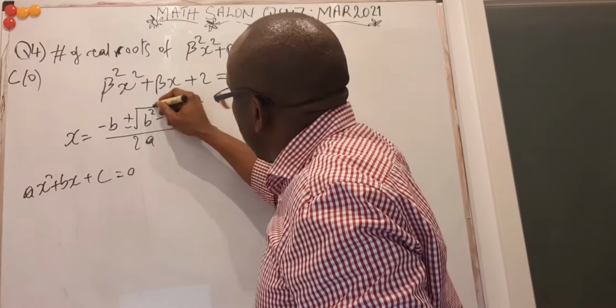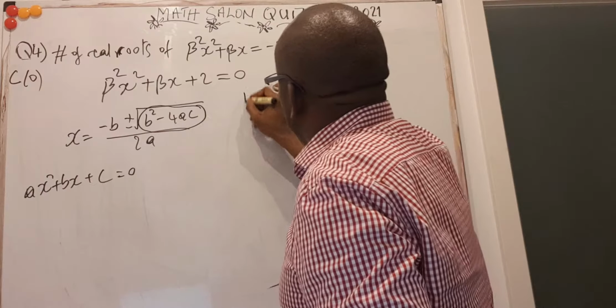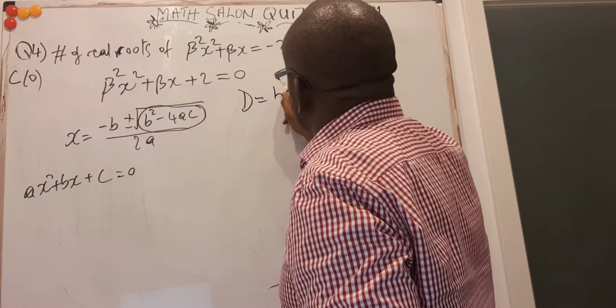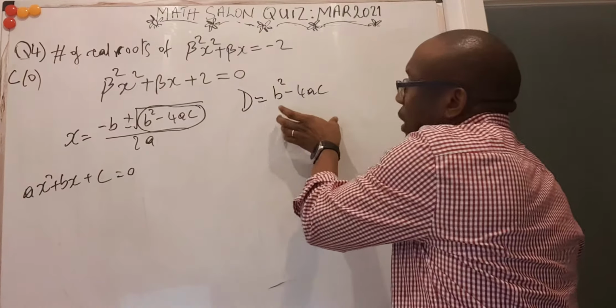This part we usually call the discriminant because it discriminates between those roots. So I will call it d. So my d is equal to b squared minus 4ac. This discriminant tells me what are the things.